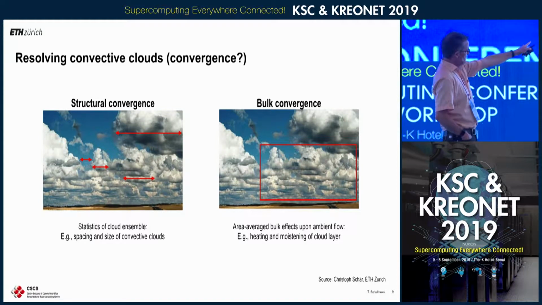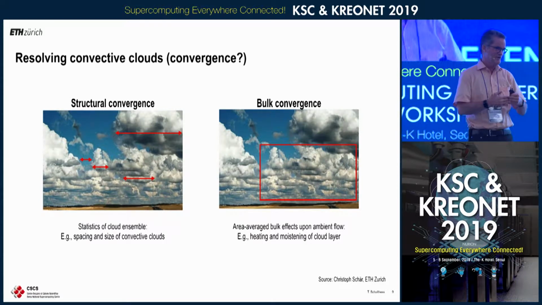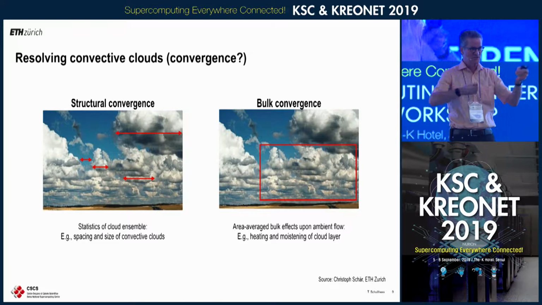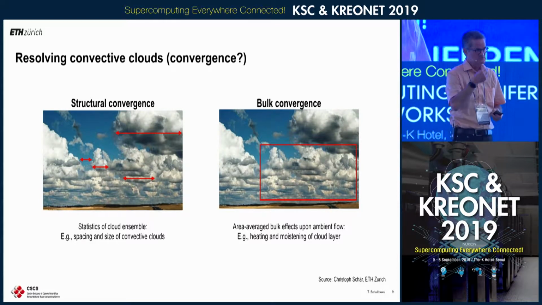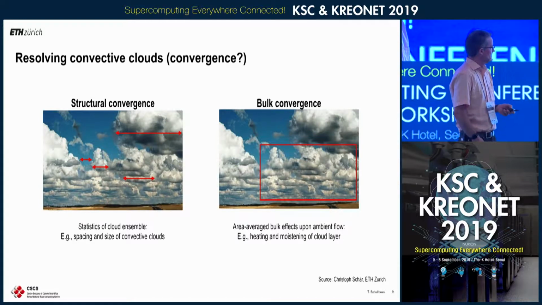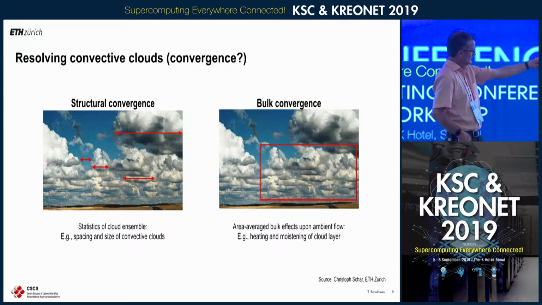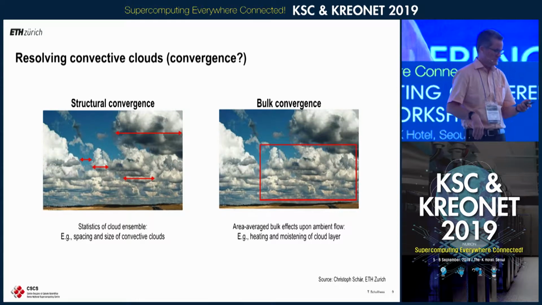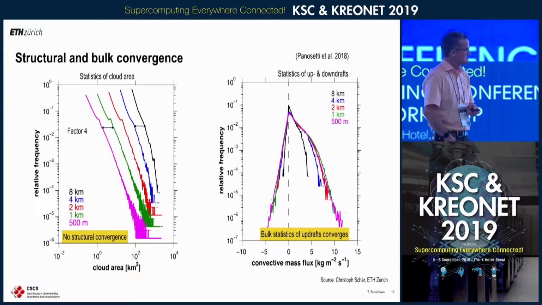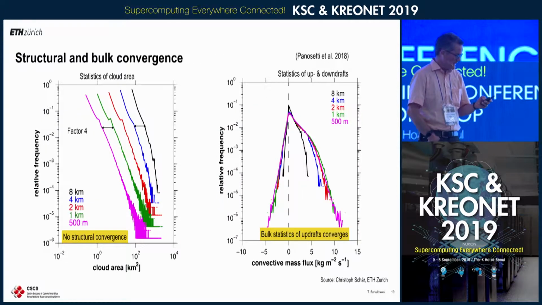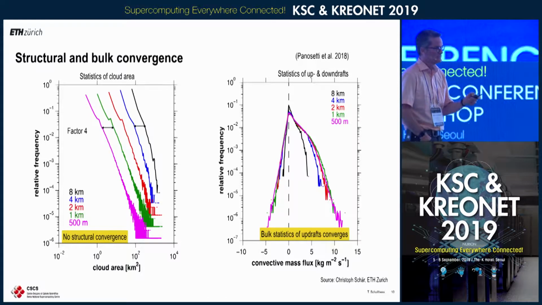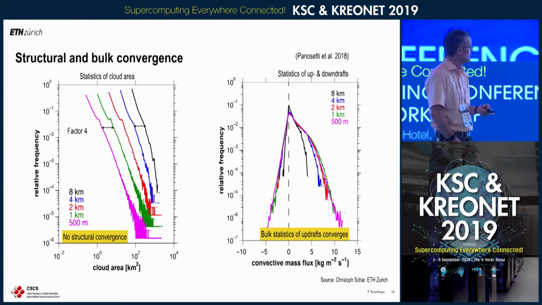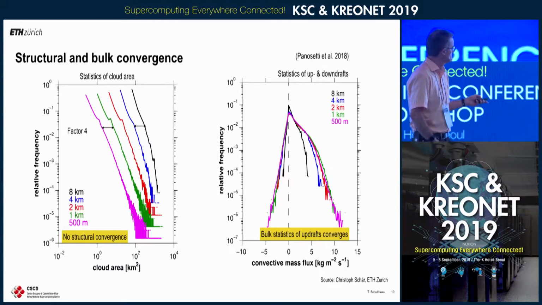So that's what we mean with structural convergence. To have a model that really predicts where which cloud is going to be, or the full distribution of clouds, is probably hopeless. But it turns out when you look at the bulk properties, the first moment of the distribution, there is actually some hope. And this hope, I will claim here, we can deal with using exascale computers.